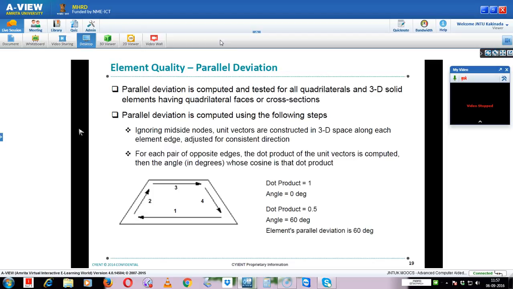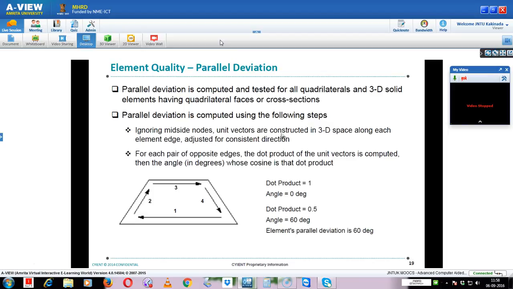And this is related to parallel deviation. Parallel deviation is computed and tested for all quadrilaterals and 3D solid elements having quadrilateral faces or cross sections. So this parallel deviation is checked only for quadrilaterals or 3D solid elements which have quadrilateral faces or cross sections. Tetrahedrals we cannot measure because they have all trias. So parallel deviation is computed using the following steps.